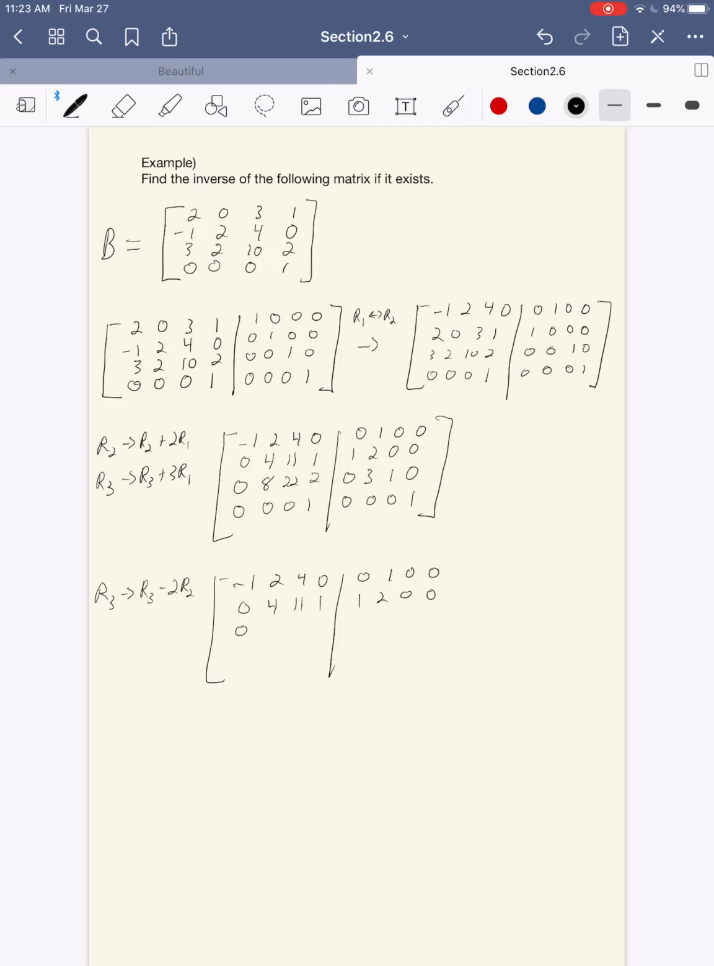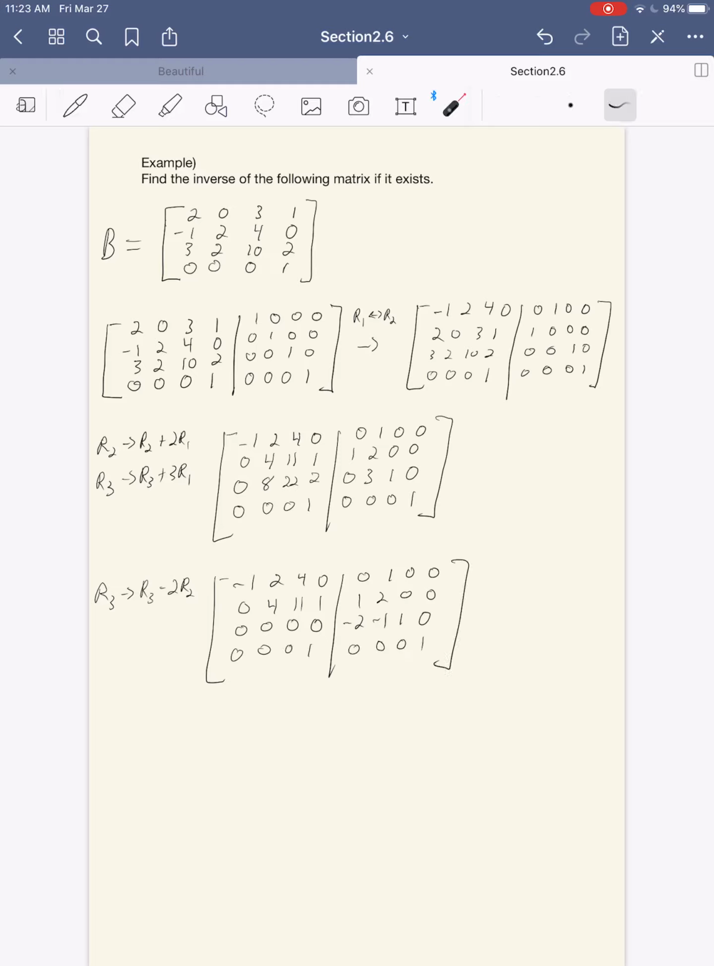And then this is going to zero out that row there. If we do that, we should get -2, -1, because 3, yep, and then 1 and 0. And then 0, 0, 0, 1, 0, 0, 0, 1.